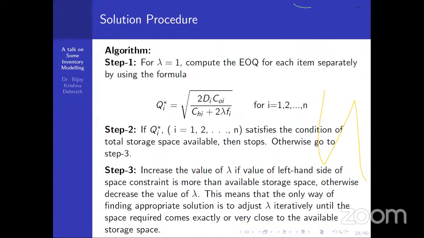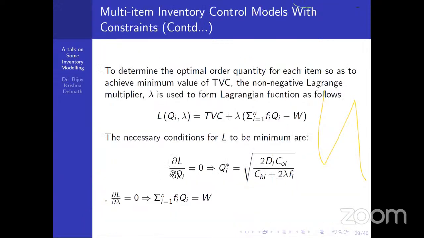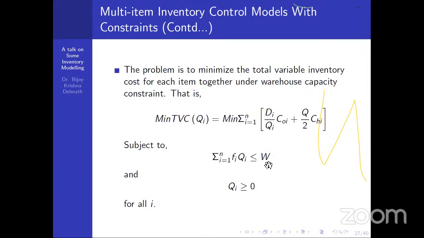Because lambda is any constant, first we choose lambda equal to 1 and compute the EOQ for each item separately, that means Qi star. Now if this Qi star satisfies the condition of total storage space for lambda equal to 1, if summation Fi Qi star is less than or equal to W, then lambda equal to 1 will be the solution. If not, we have to increase the value of lambda, to the maximum value in such a way that this condition, summation Fi Qi, is less than or equal to W.